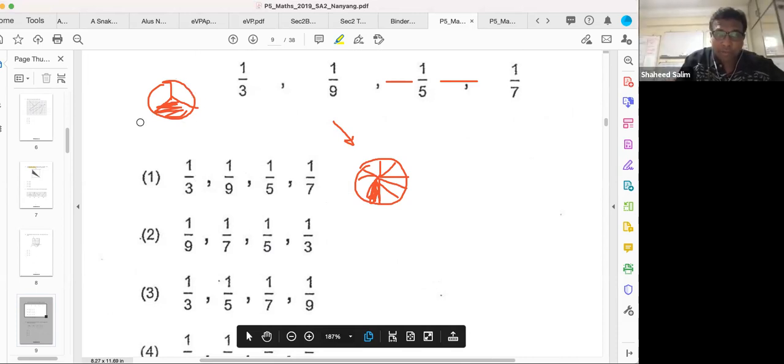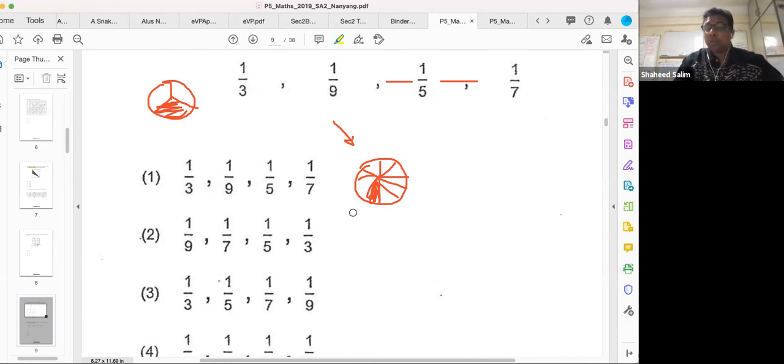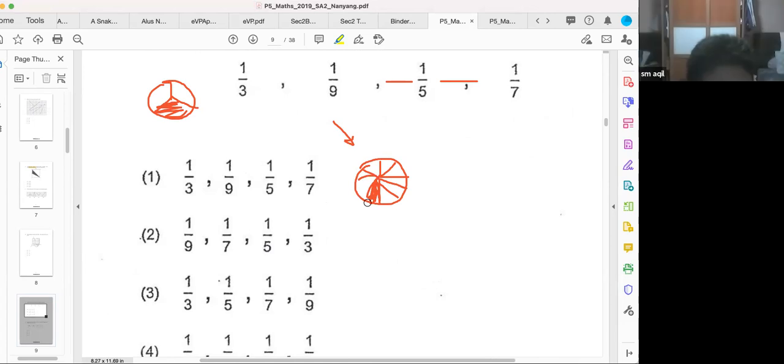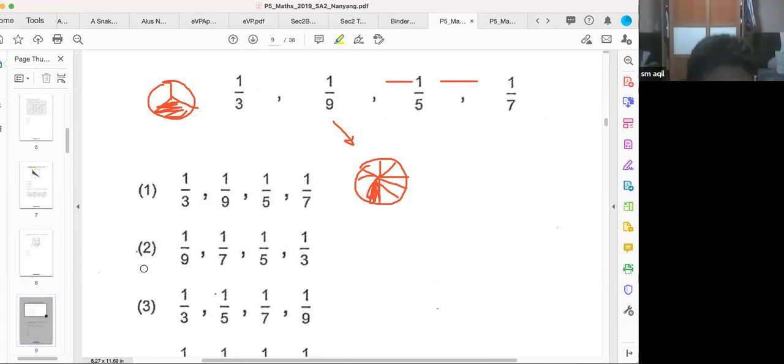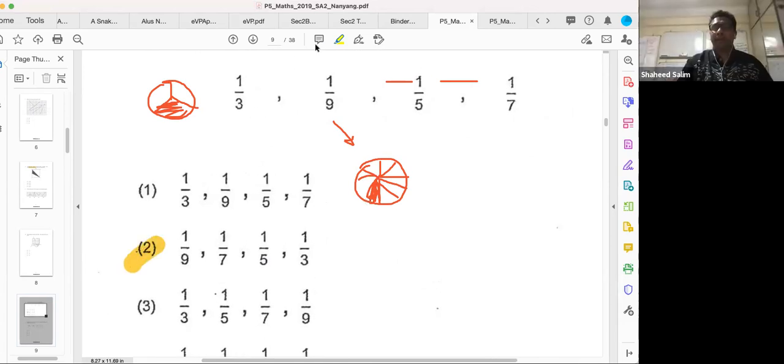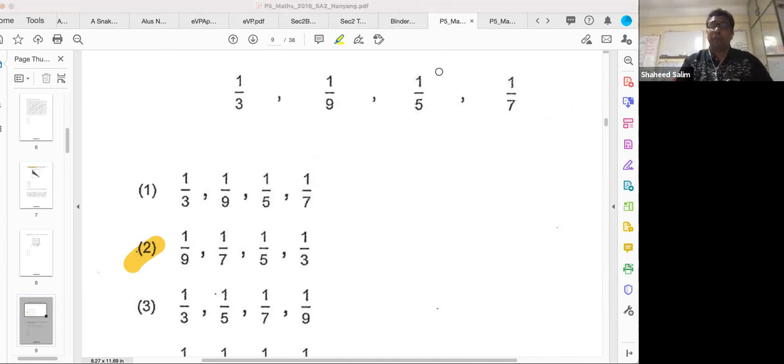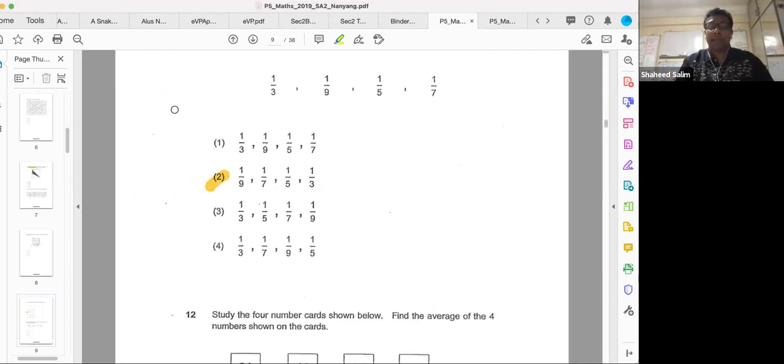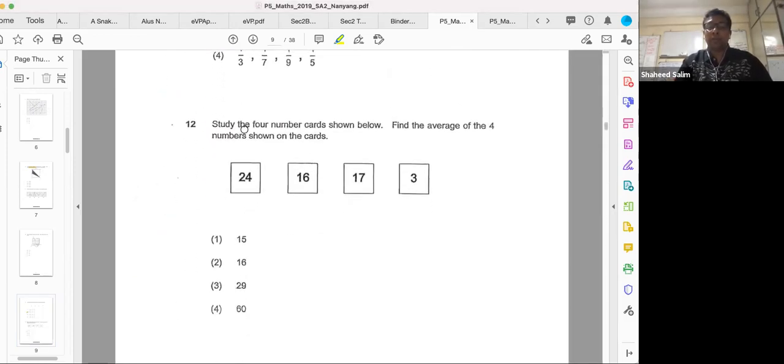That means the cake you cut into 3, no? 1 out of 9 is one cake you cut into 9. Which one is a smaller size? Cutting into 9 is smaller size. So you must, 1 out of 9, 1 out of 7, yes, 1 out of 5, 1 out of 3. Well done, well done. Congratulations to all of you. So be careful, okay? You must understand the concept. All this has relevance in your life. You cut a birthday cake also, it is also that.